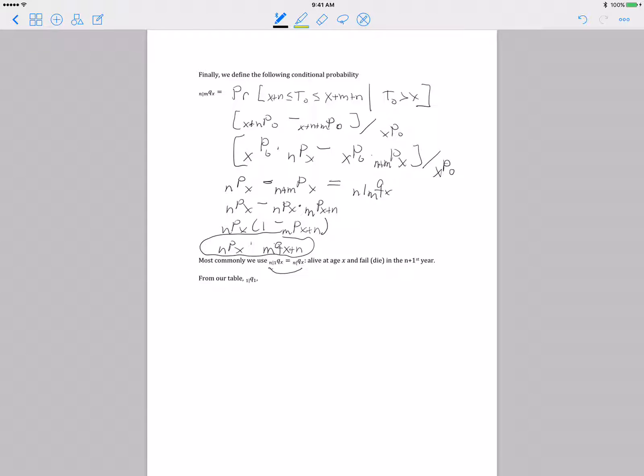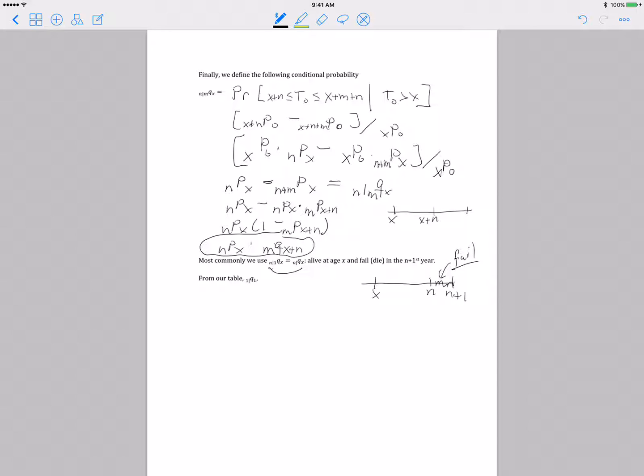Now the most commonly used form of this new notation is written down here: the probability that someone alive at age x fails in the n plus first year. Notice we suppressed the 1 after the vertical bar. So if I want to draw a timeline here, you're currently age x, you survive n years, and you fail or die in that interval. If I drew the timeline up here for this notation, age x would survive n years and die within, and this is age x plus n, by the way.